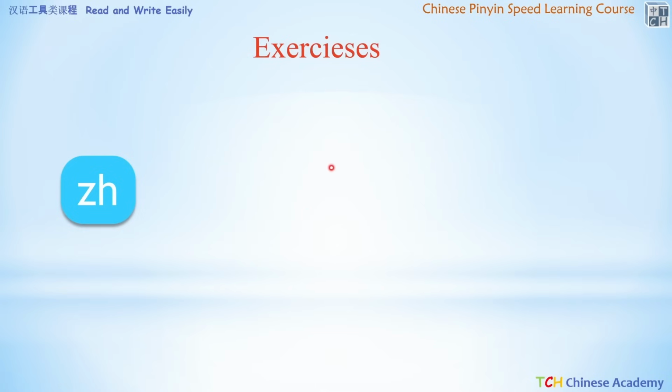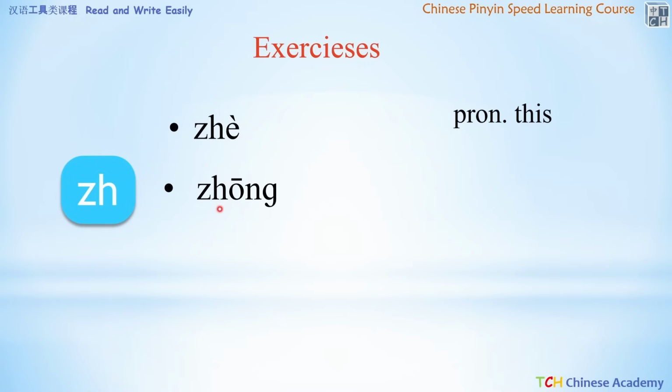Well, let's look at some exercises with zh. The first one is zh, and this letter e is the final, pronounced e, and the fourth tone falling down. So 这 means this. And next one, zh and ong together as one final, and it's pronounced ong. First tone flat, so zhong, 中 means middle.